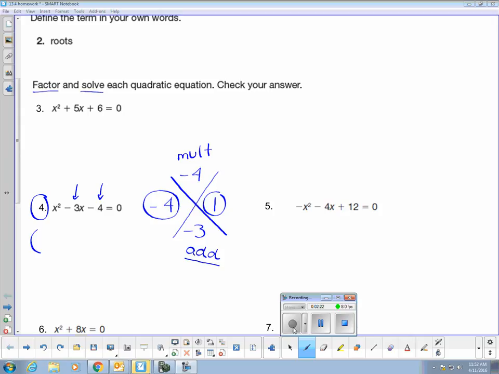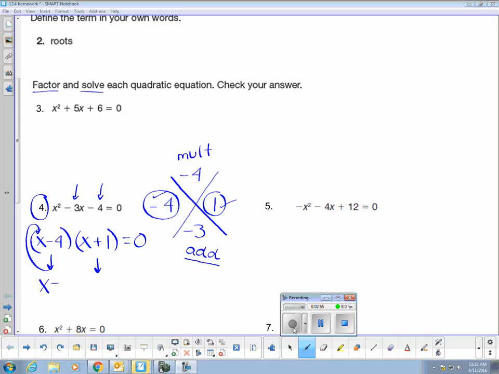So my two factors are x minus 4. There's the first factor. The second factor is x plus 1, and that is equal to 0. We're going to apply the zero product property, which basically says if one of these factors is equal to 0, then my equation is equal to 0. The answer is 0. So the question is what number right here would give me the answer 0?